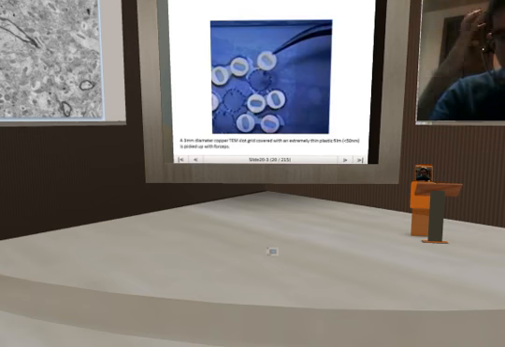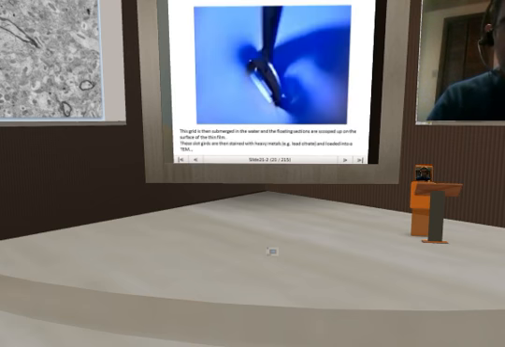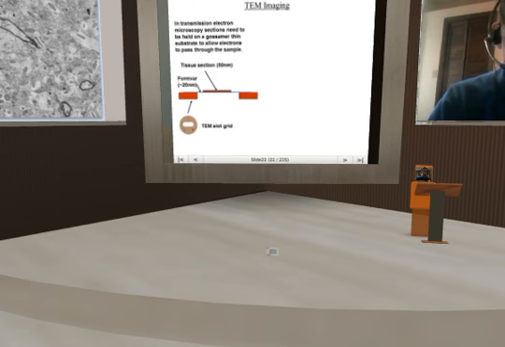And then a 3 millimeter diameter copper TEM slot grid covered with an extremely thin plastic film, less than 50 nanometers thick, is picked up with forceps. And this grid is submerged in the water and the floating sections are scooped up on the surface of the thin film. These slot grids are then stained with heavy metals, for example lead and lead citrate, and loaded into a TEM.